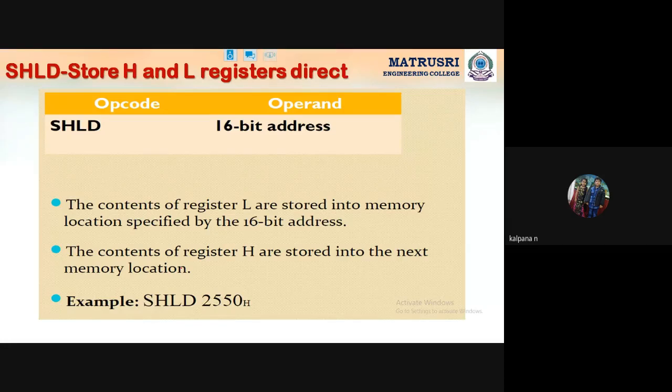Next, SHLD. What is the time now? 11. SHLD.